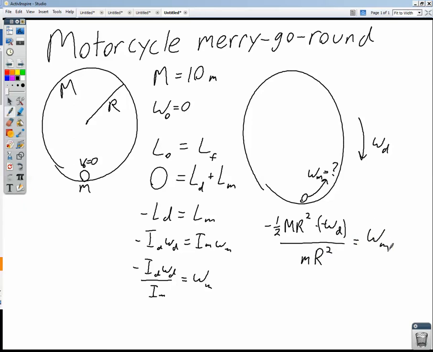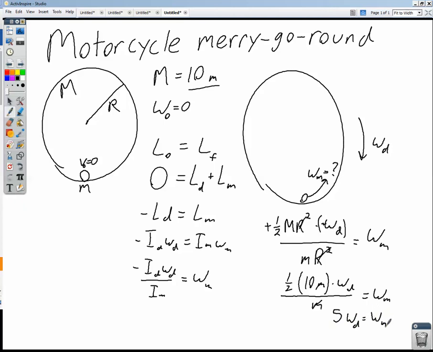Motorcycle is going in the positive direction, and so we are going to have a positive omega because the two negatives cancel out. So let's see, the r squareds go away, and we have 1/2 big M, which is, as we said, 10 times little m up here. So we've got half of 10 times little m times omega disk divided by little m is equal to omega for the motorcycle. So the m's cancel, and we've got 5, half of 10. So 5 times omega disk is omega for the motorcycle.